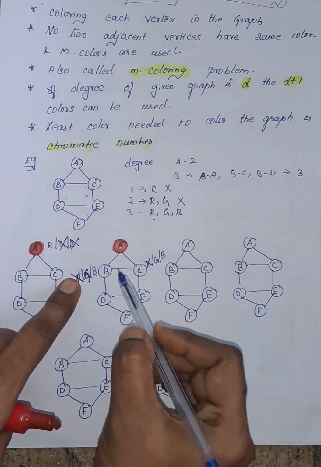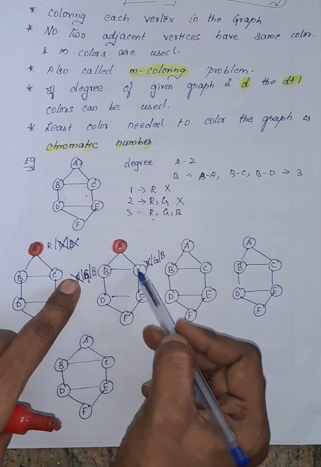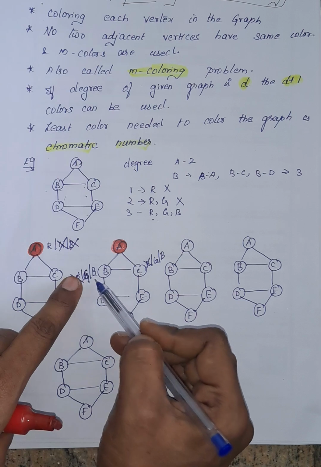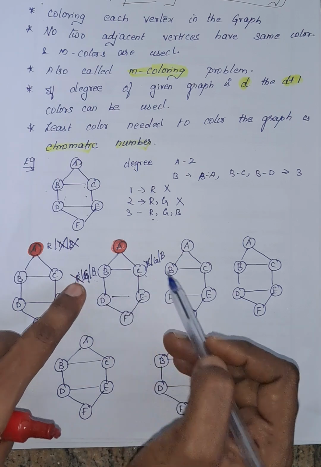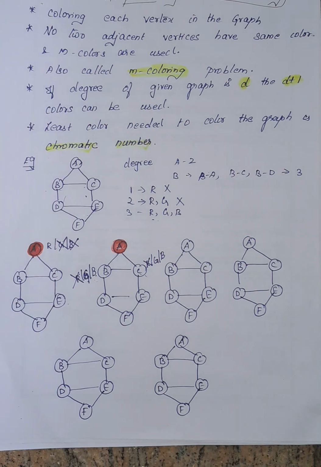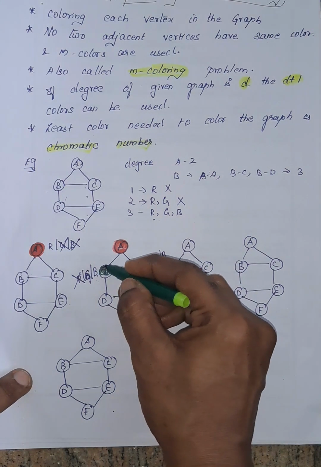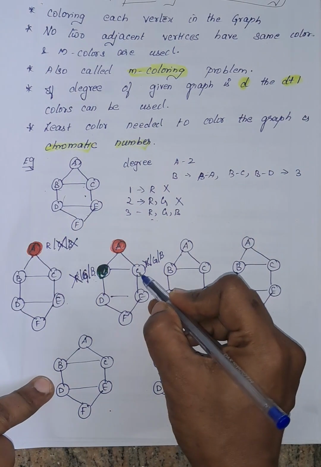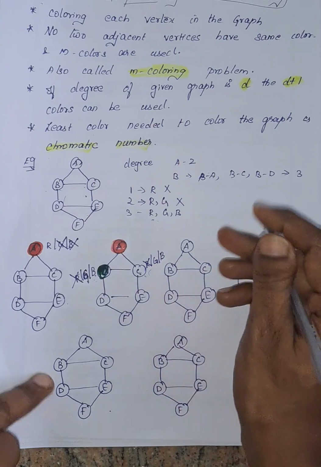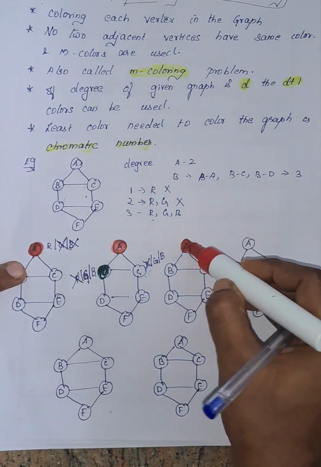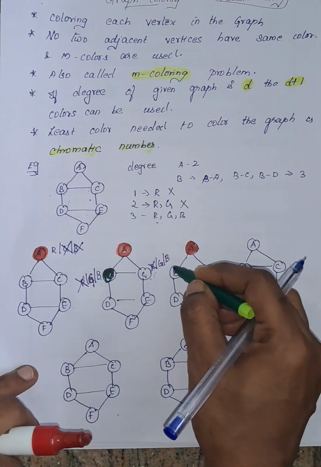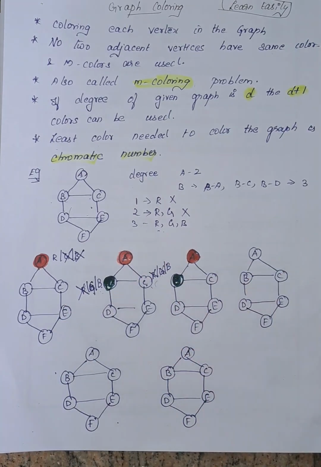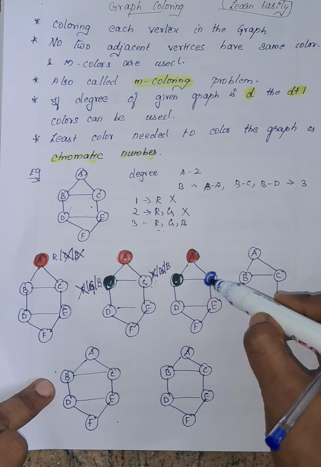I have to check one thing: not only A and C are connected, B and C are also connected. So what color I have given to B cannot be assigned to C. Suppose I am using green color for B. So I have assigned B. In this case I cannot assign green here. So here red, here it's green. So the next possibility, green is not available here. So I have only blue for C.